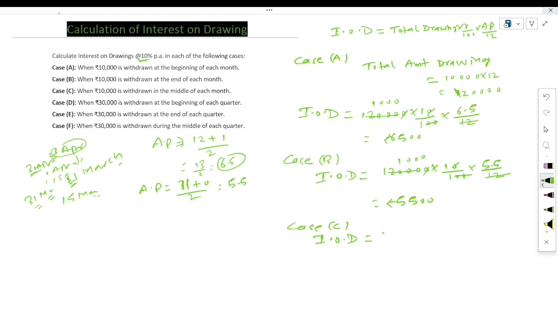Interest on drawing is equal to total amount as it is, rate of interest as it is, and average period. What would be the average period here? The average period would be months left after first drawing. First drawing is happening on 15th April. Then how many months will be left here? Here it would be 11.5 months left after first drawing, plus months left after last drawing. Last drawing is happening here on 15th March. It means 0.5 month, upon 2. 12 upon 2, it means 6. 6 will be the average period here. Now solve this.